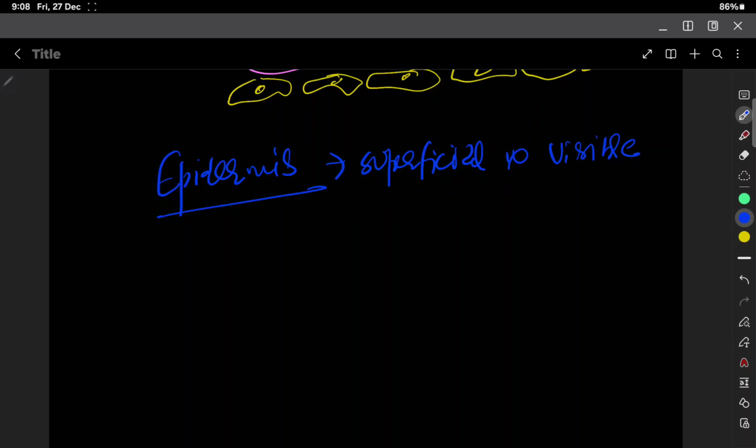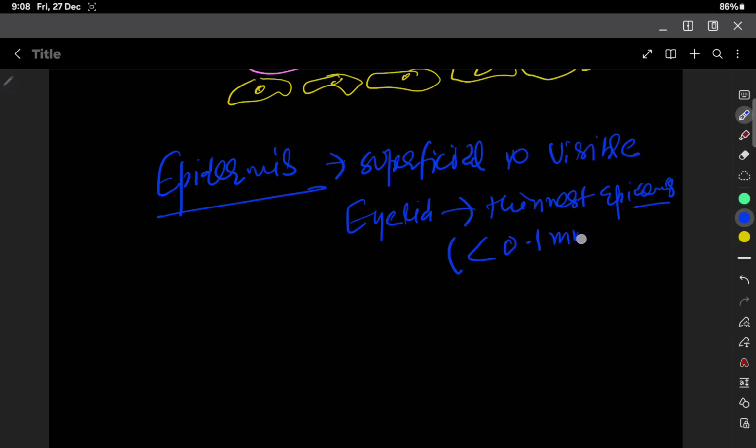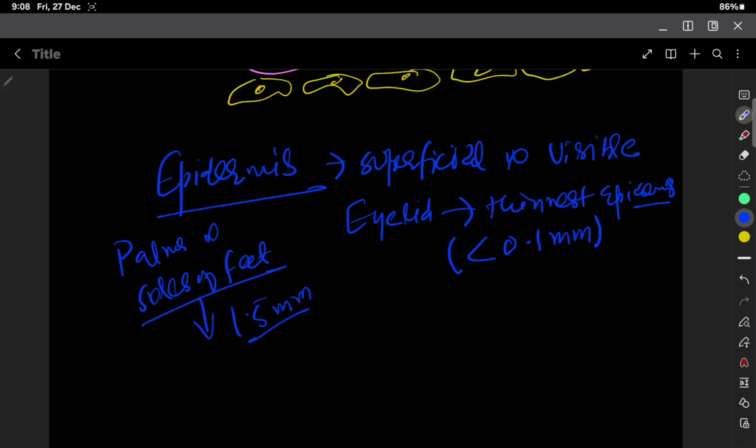For example, the thinnest layer of epidermis is on the eyelid, whose thickness is less than 0.1 millimeter. And where is it thickest? Palms and soles of feet. These have the thickest epidermis layer, with a thickness of approximately 1.5 mm.